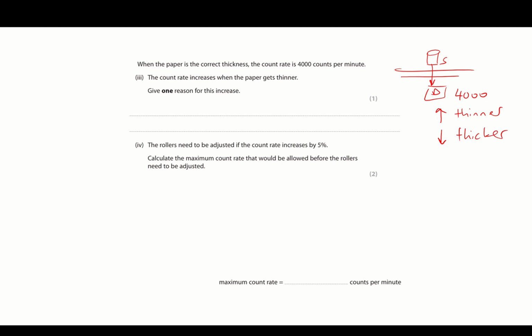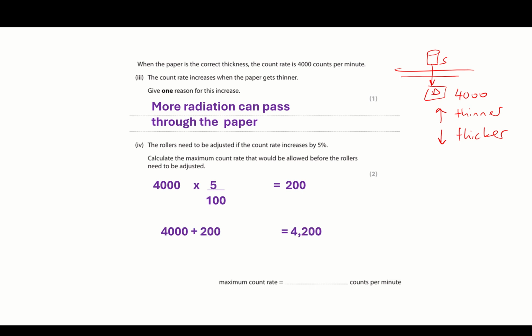Give one reason for that. More can be transmitted through. So more radiation can pass through or transmit through the paper. The rollers need to be adjusted if the count rate increases by 5%. Calculate the maximum count rate that could be allowed. So we've just got to work out what's 5% of 4,000 and then add it on. So 5% of that is 200 and then add it on, 4,200.